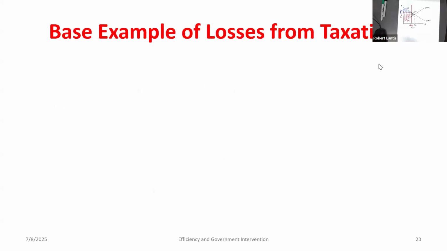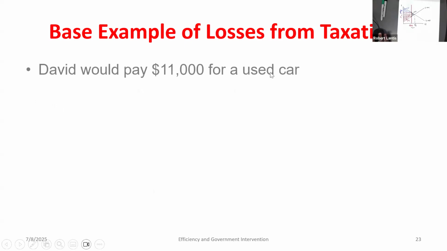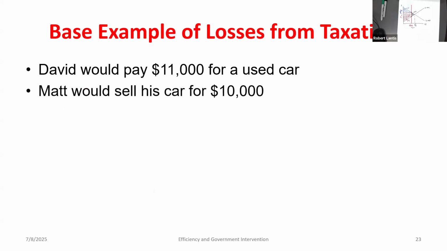So here's the basic example of how, if you tax a product, we're generally going to see losses in that market, okay? So let's say I'm thinking about buying a used car, and I find the used car I want, and it's $11,000. Matt is willing to sell this car for $10,000. So this individual is willing to pay up to $11,000, Matt's willing to accept $10,000. They can come to an agreement somewhere in between, right? They might have to haggle back and forth, but $10,500, well, that's less than David was willing to pay, more than Matt was willing to sell, so they could come to an agreement there.